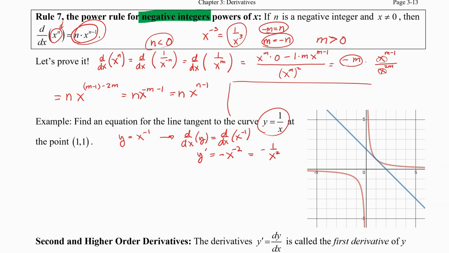All right, great. We've now found the derivative for this curve. Oh, we should have read the directions. Find the equation of the line tangent.